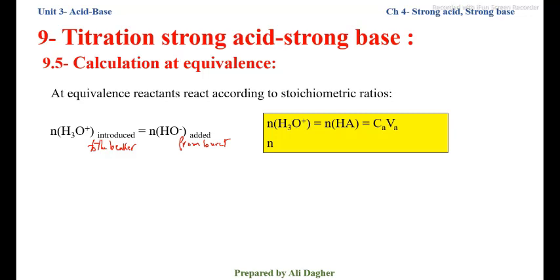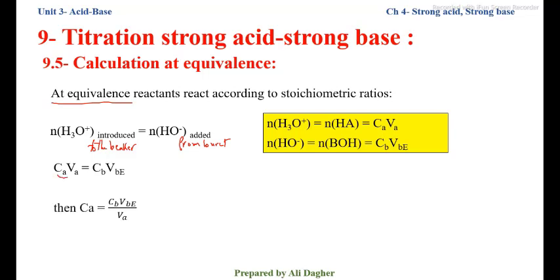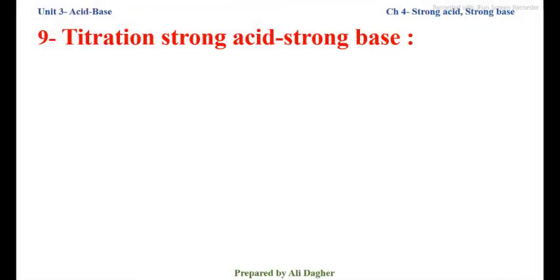And the number of moles of HO- equals the number of moles of the strong base, which is Cb times Vb. Then we can replace n(HO-) by CbVb. Then at equivalence, the number of moles of H3O+ introduced equals the number of moles of HO- added. Therefore, CaVa equals CbVb. Then Ca equals Cb times Vb over Va. We replace each term by its value and we calculate Ca.